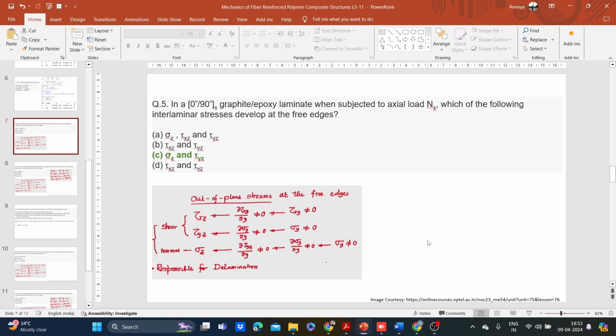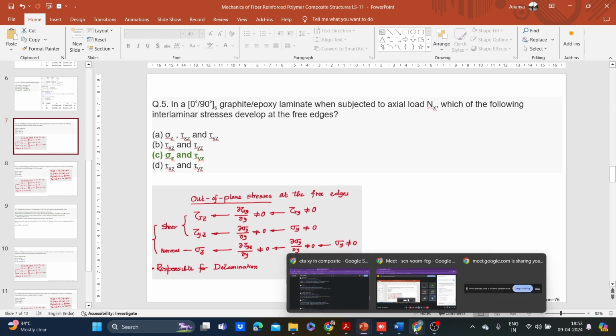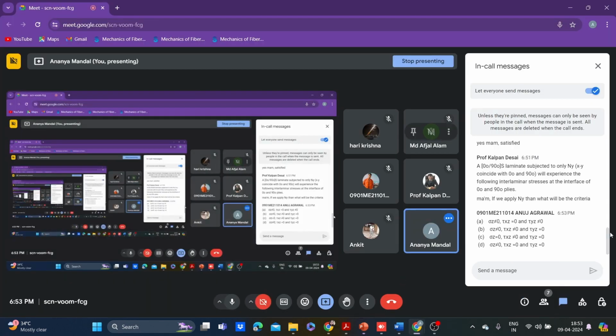That's why if the load is Nx or Ny, there won't be any shear, and that's why only sigma y will be there. So you will get tau yz and sigma z. Did I answer your question, Professor Kalpan Desai?